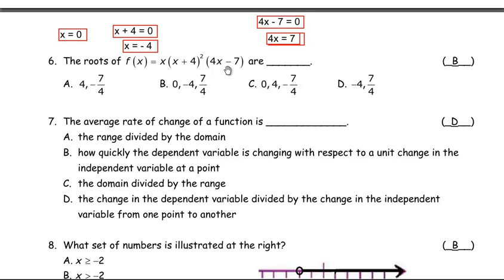The 4x minus 7, so we set that equal to 0, and so bring the 7 over, so we would get 4x equals 7, and then we would divide both sides by 4 like this. And you see that 4 and that 4 divide out, so you end up with x equals 7 quarters. So 7 quarters, negative 4, and 0 are the roots, which is answer B.